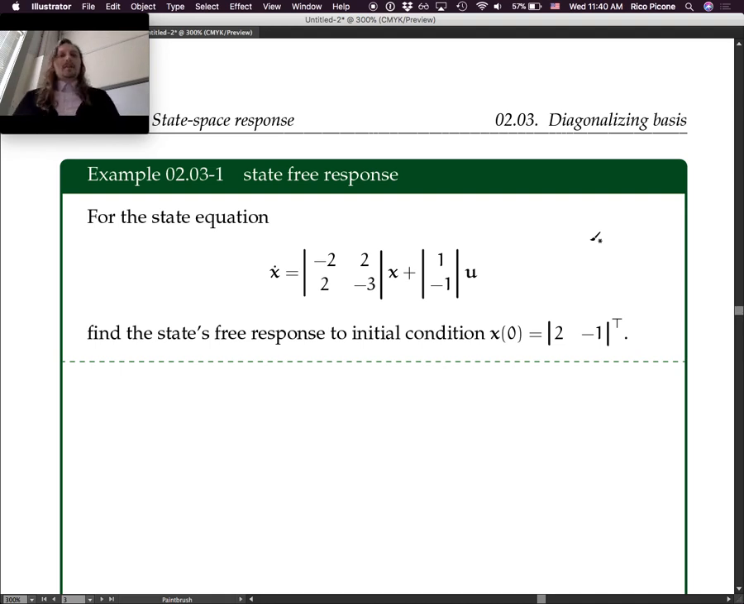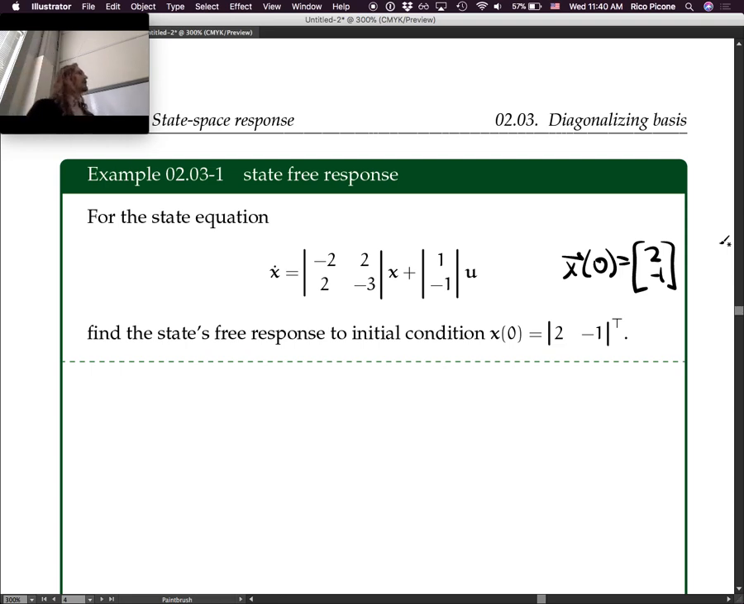So for this state equation, what's the order of this system? Second order system, right? It's a 2 by 2 A matrix, so it's got to be second order. It's always n by n. And we have the question before us of finding the state's free response to the initial condition that's given. So this is a common way to write a column vector without taking up a bunch of vertical space on the page. So you write it with the transpose on it. So that's just saying x of 0 equals 2, negative 1.